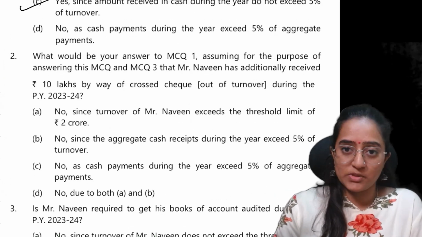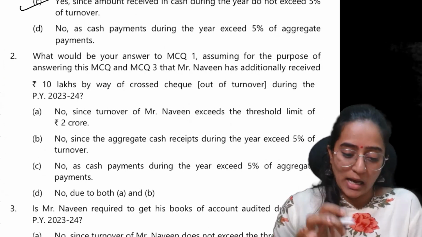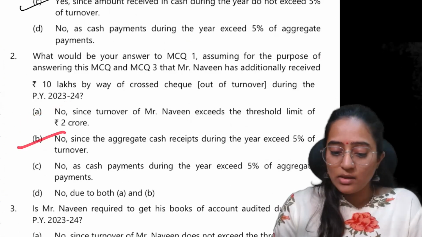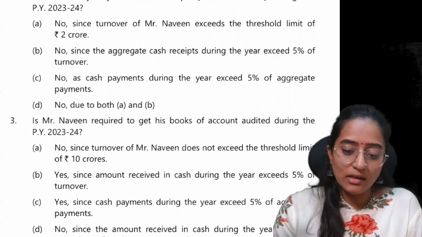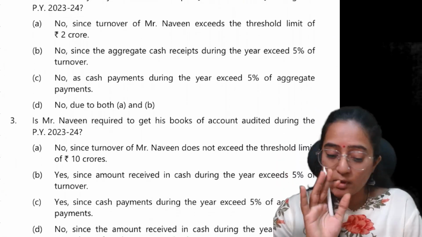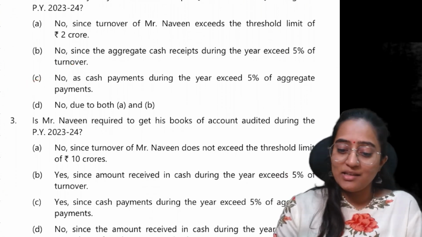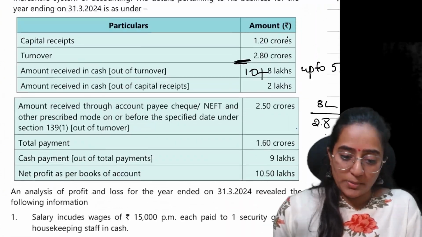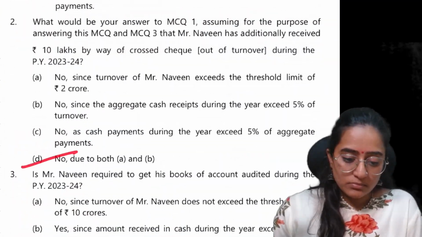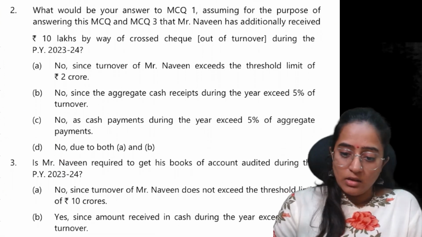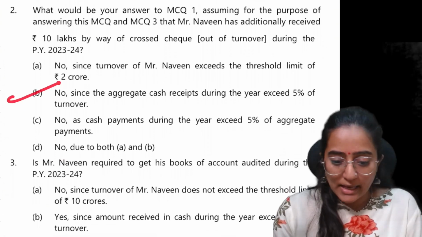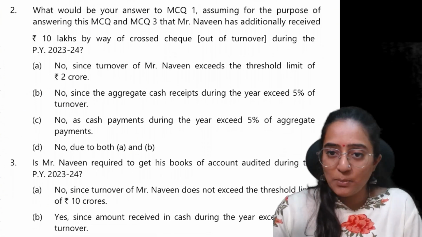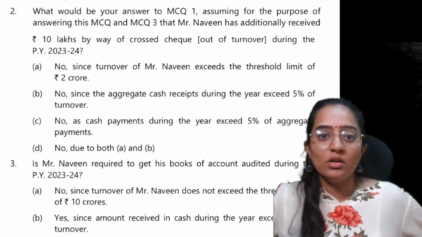Okay, now we will look into the options. Can he opt for it in this MCQ? No, he can't. So, no, since the turnover exceeds the threshold limit of 2 crores, no, that is not the point. No, since the aggregate cash receipts during the year exceed 5% of the turnover, we'll keep it on hold. No, since the cash payment during the year exceeded 5% of the turnover. No, due to A and B. That's the one point. Okay. See here, that is option B: no, since the aggregate cash receipts during the year exceed 5% of the turnover, note the cash payments during the period. People, what would be your solution?